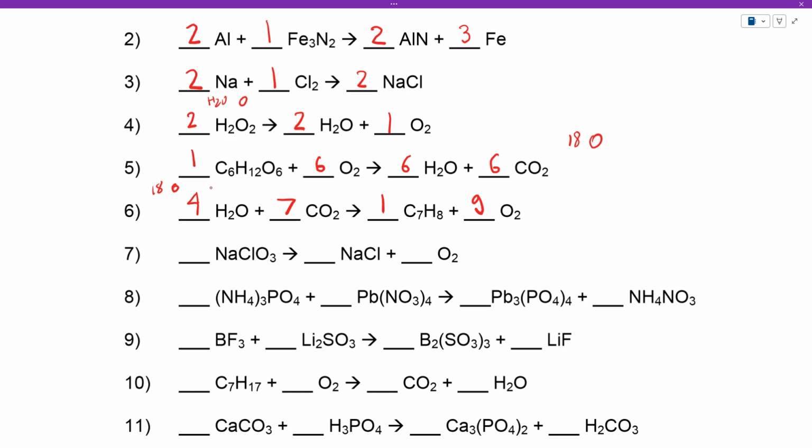Let's double check. So 4 times 2 is 8 hydrogens. We have 8 hydrogens over here, 7 carbon over here, 7 carbon over here, 18 oxygens. We know that. And over here we have 18 oxygens. And this equation should be balanced.